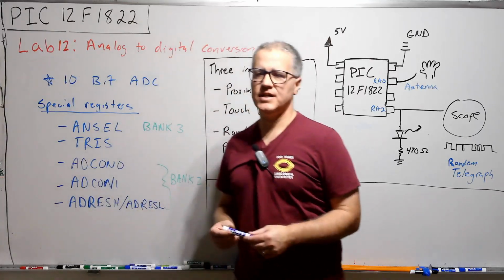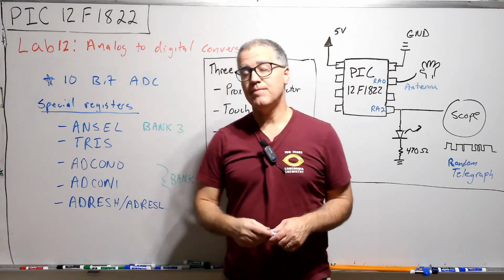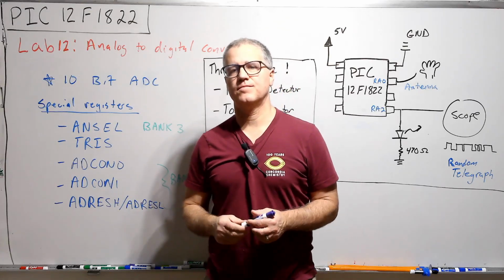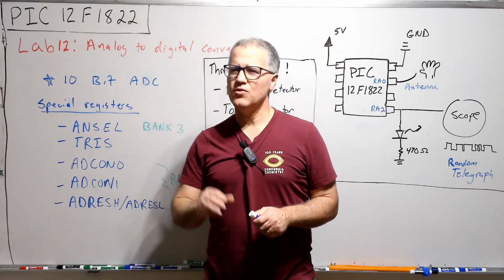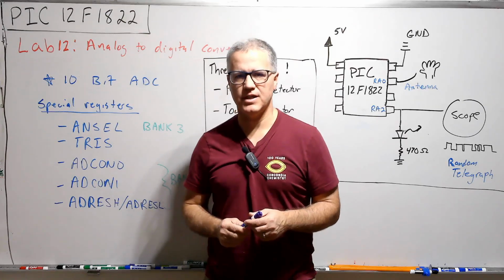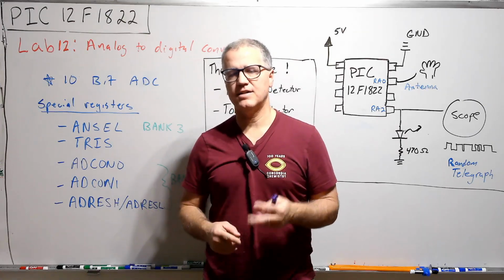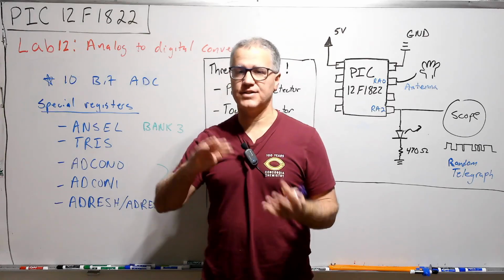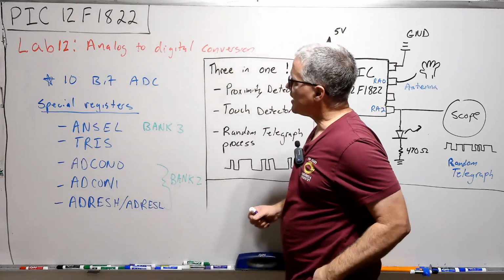Okay, I think we'll get started. So today we're going to come back to the analog to digital converter. We did do this in Lab 3, but now we've gone through the pulse width modulator and the DAC. Let's get back to the analog conversion.